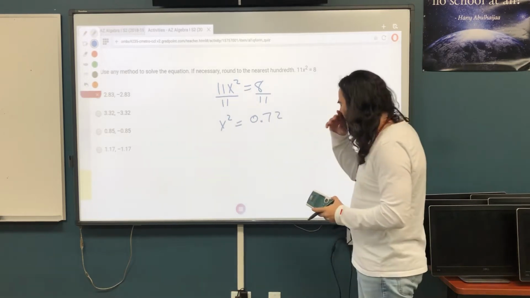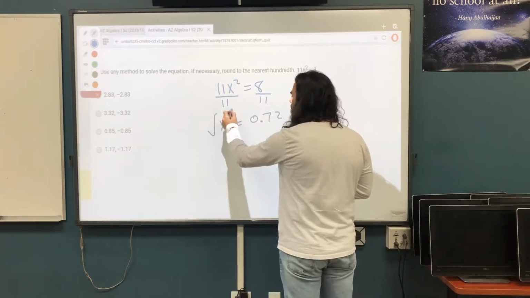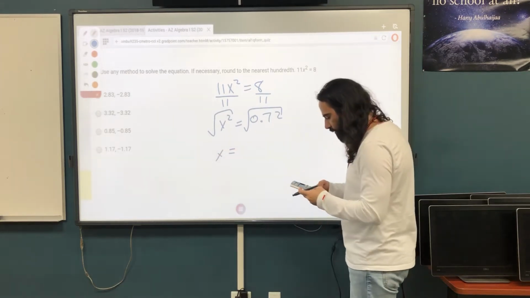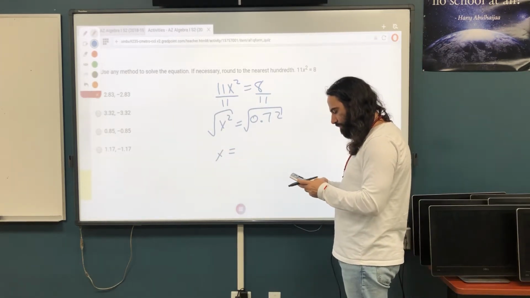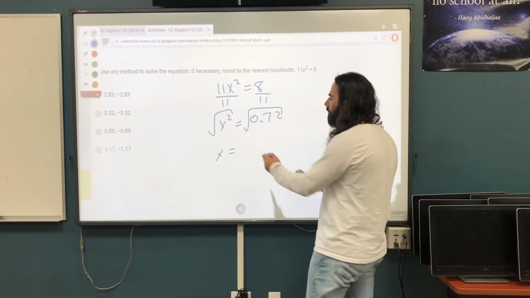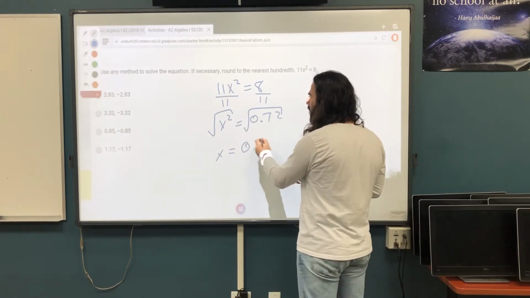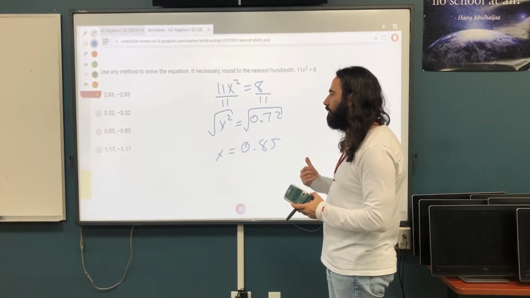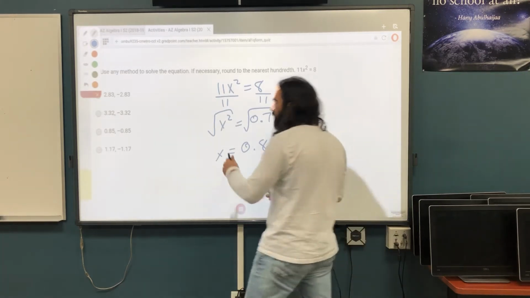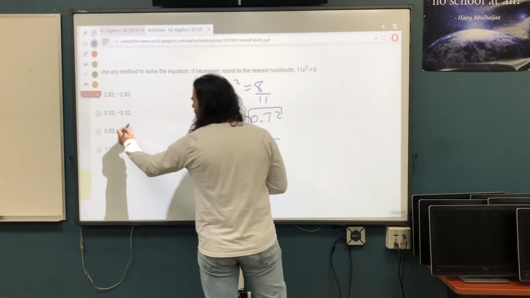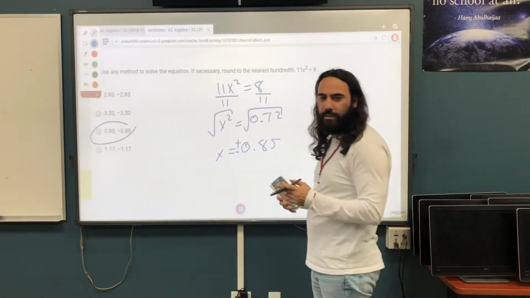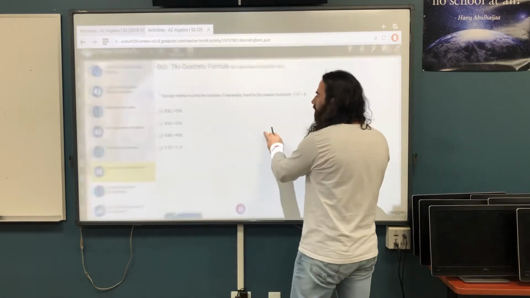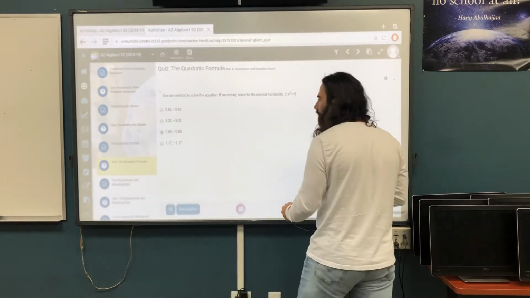And we take the square root of both sides. So x equals the square root, and the answer is 0.85. Of course, when we take the square root, we have to have one positive and one negative, so the answer would be the third one. That is it. That's the first question.